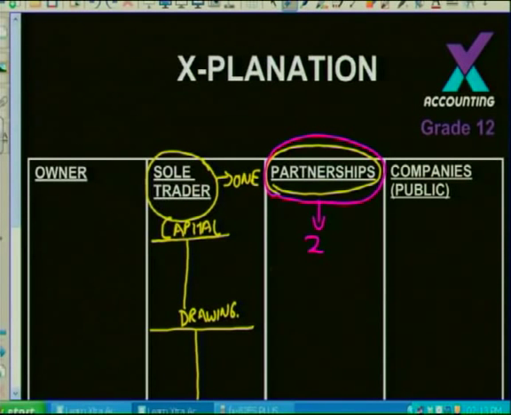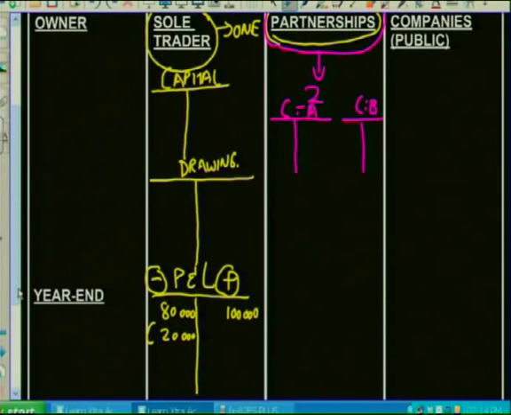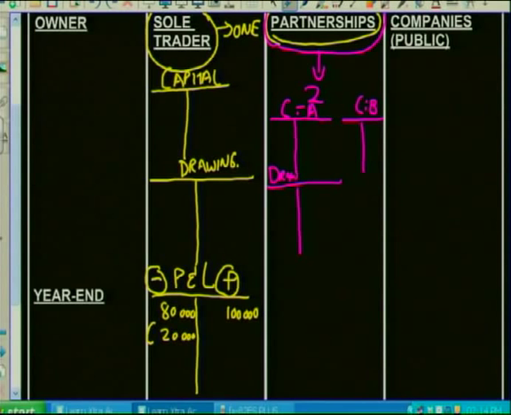So each partner had his own capital account. So you had capital, partner A, and then we had capital that was contributed by, let's assume, partner B. These partners were also entitled to take money out of the business. And because we wanted to keep it separately, we had drawings for partner A. And then we also had drawings for partner B.